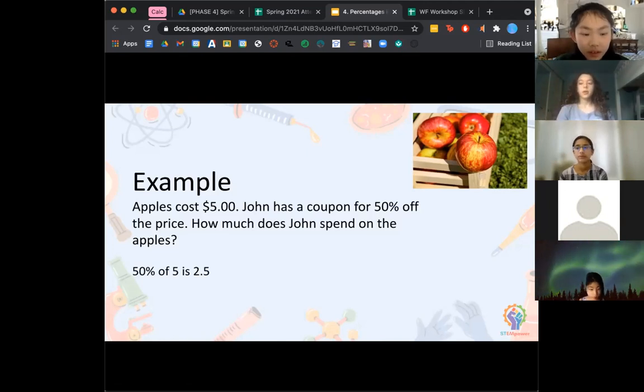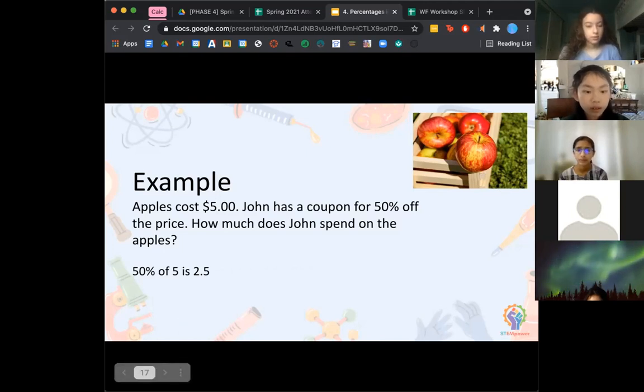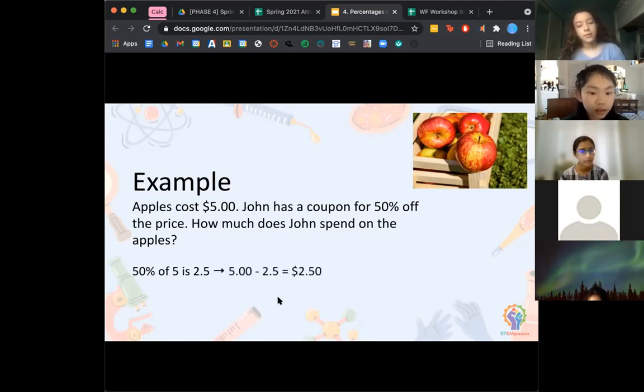Awesome, yeah. So you can divide by 100 at the end too. So if you divide 50 by 100, you get 0.5. And then you multiply that by 5, you get 2.5. But you can also multiply 50 by 5 and then divide that answer by 100, just like Brittany said. And then 2.5, if you subtract it from 5, you get $2.50 is the new price of the apples.